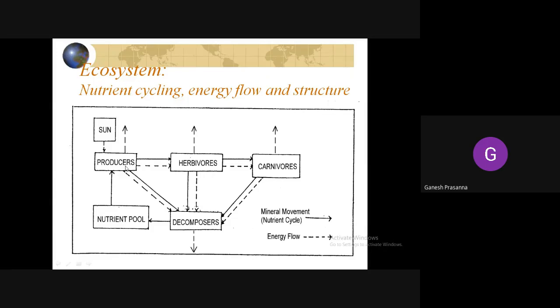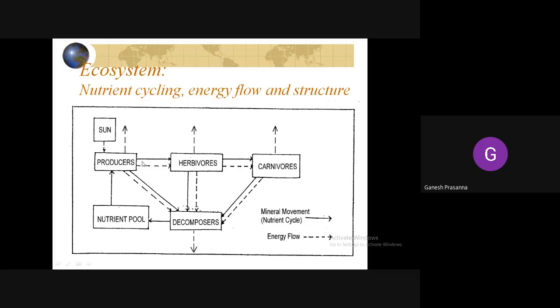Okay. So all these three will die. The producers will also die, the herbivores also will die, the carnivores will also die, and they decompose. When they decompose, they form the nutrient pool. Again, using those nutrients, the producers start to produce the food. In all of them, there is some amount of energy that is being liberated out.